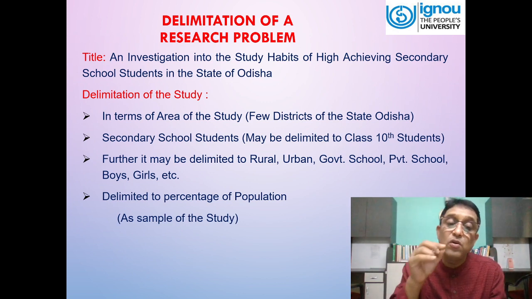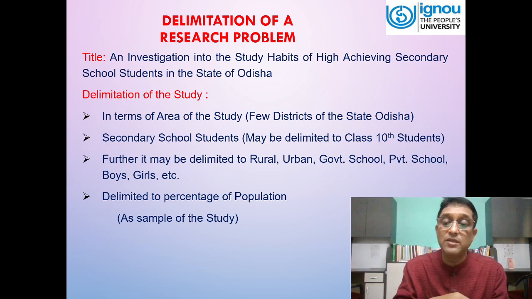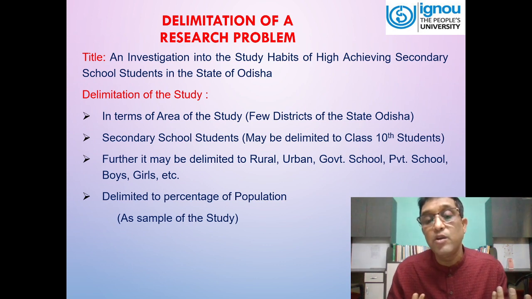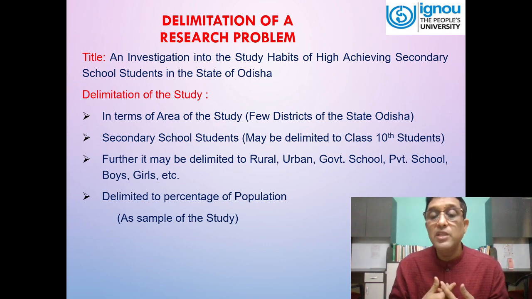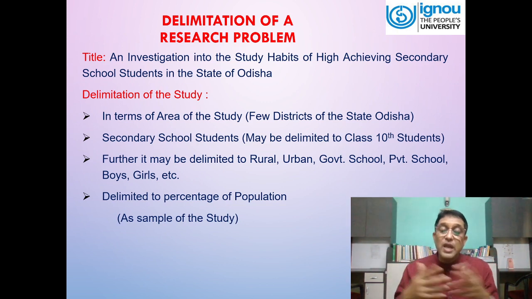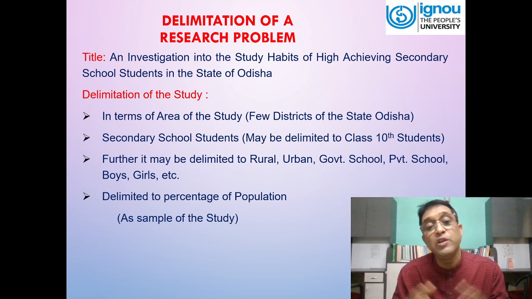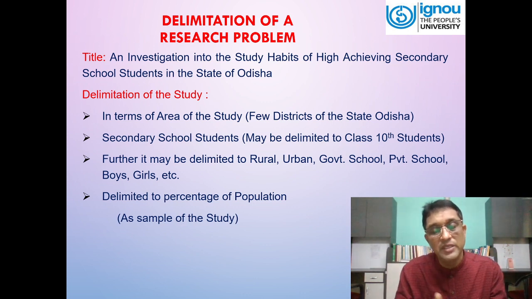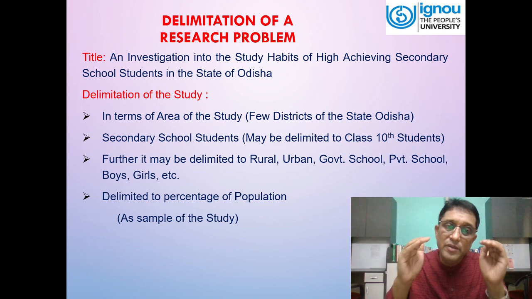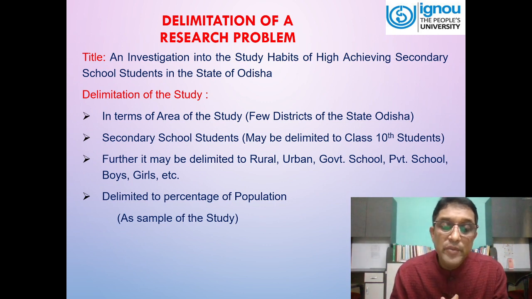That's why here also you can bring certain limitation: whether you will take both rural and urban, or only urban students, or only rural students; whether you will take both government and private schools, or only government, or only private; whether you will take students of different boards, like State Board of Odisha, CBSE and ICSE, or only the state board, or only the CBSE. In this way you can bring certain limitation to your study, then delimit to a percentage of the population as a sample of the study.